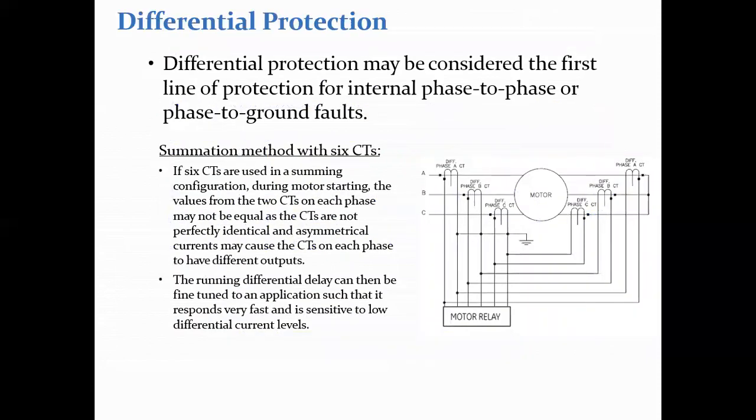Then we are seeing the differential protection. The differential protection may be considered the first line of protection for internal phase-to-phase or phase-to-ground faults. The summation method with 6 CTs: if 6 CTs are used in a summing configuration during motor starting, the values from the 2 CTs on each phase may not be equal, as the CTs are not perfectly identical and asymmetrical currents may cause the CTs on each phase to have different outputs. The running differential delay can then be fine-tuned to an application such that it responds very fast and is sensitive to low differential current levels.